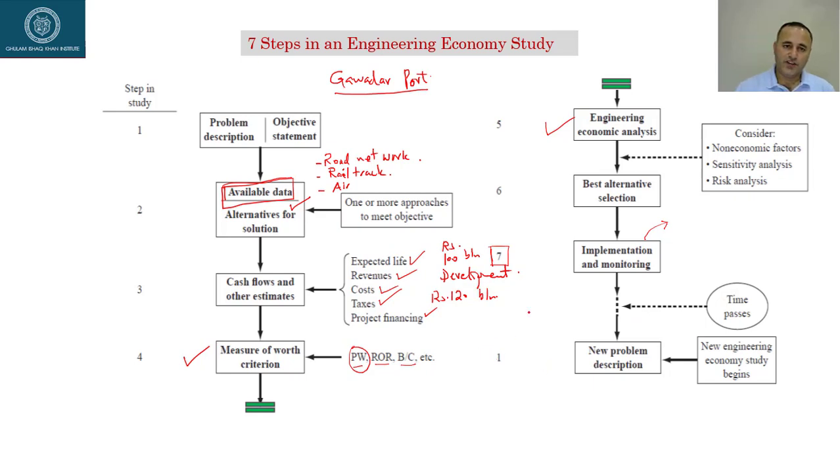So this is a very, very systematic 7-step process, okay? You start with the problem, you gather data, you estimate cash flows for all the alternatives, you use the same yardstick and measure the worth of each alternative, you consider some non-economic factors, you choose the best alternative, and then the implementation and monitoring stage kicks in.